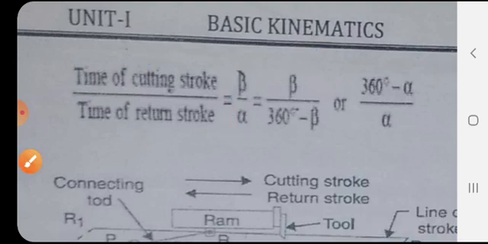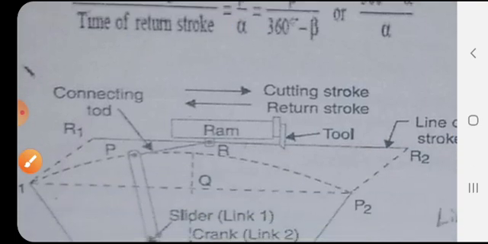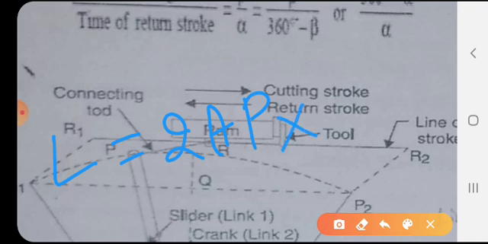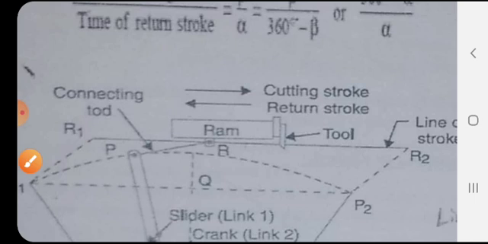Another equation: since the tool travels the distance R1 to R2 during the cutting stroke and the return stroke, the length of the stroke L equals 2 into AP into CB divided by AC. I hope you understand this equation in the diagram.